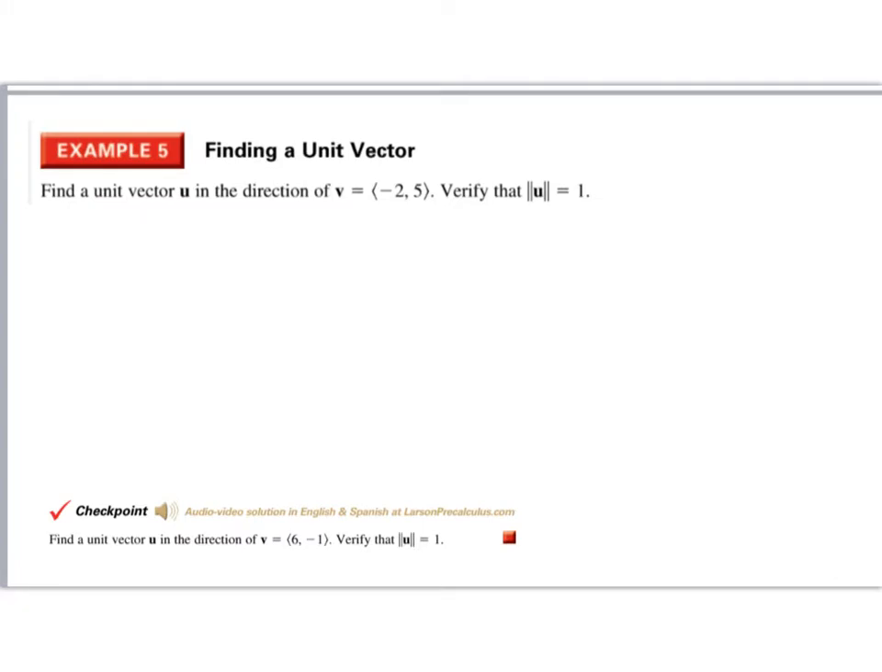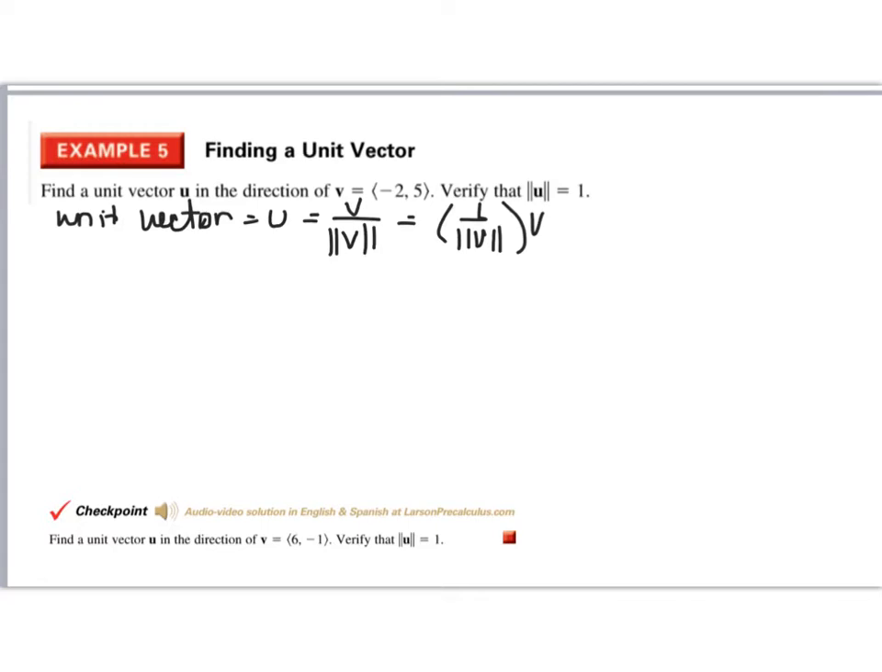Okay, next thing we're going to talk about is a unit vector. In order to find a unit vector, you have to take your vector and divide it by the magnitude of that vector, or the distance of that vector. So in other words, you can do this: 1 over the magnitude of your vector times your vector. All right, so let's get started and let's do it.